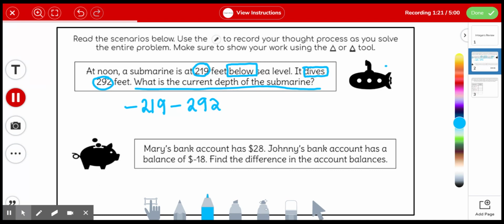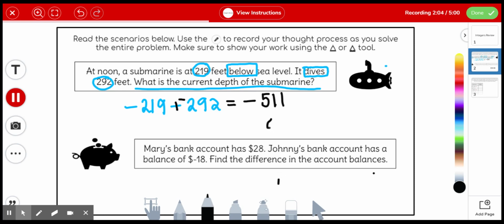Now I need to figure out what the depth of the current submarine is by evaluating and solving this problem. Now with this problem, I have negative 219 minus 292. So when I see subtraction, I know that that is the same thing as adding the opposite. So my new problem is negative 219 plus negative 292. Well, I know that they have the same signs. So with addition, the rule is same signs, add and keep. So I'm going to keep the negative and add the two numbers, which is negative 511.